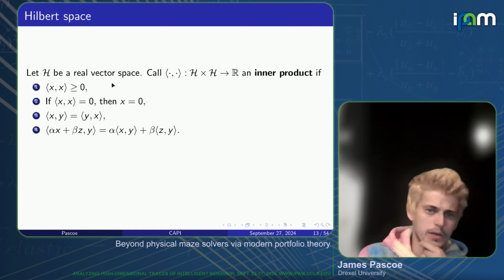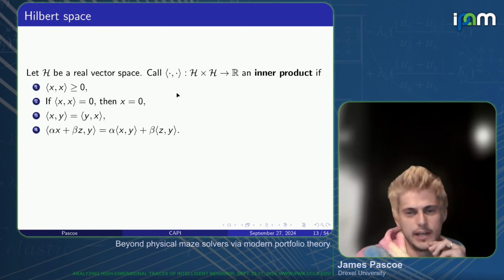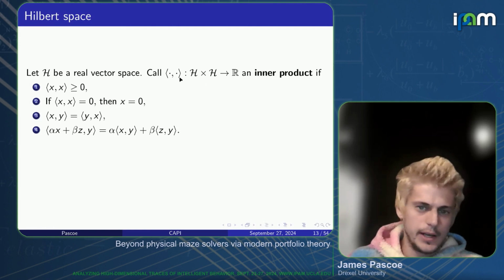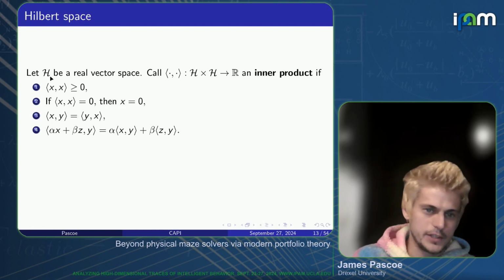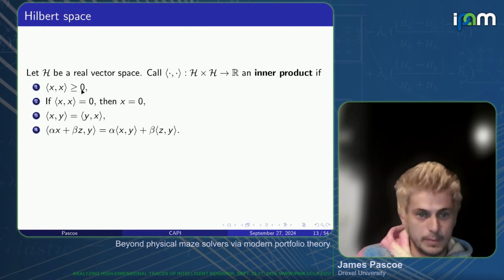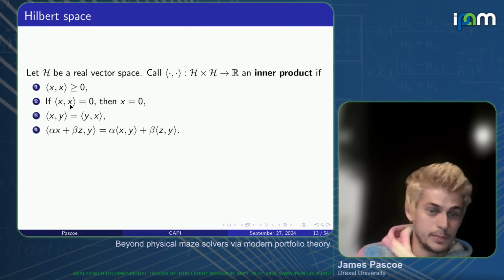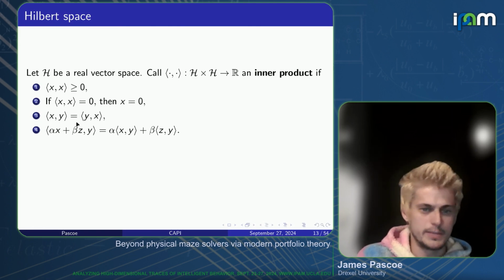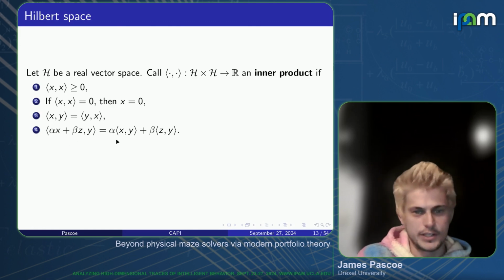So what I want to talk about is the right way, or at least a way, to think about a lot of allocation problems. So we have an inner product. If I have a vector space H, I can have an inner product as something where, if I have the inner product of x with x, it better be positive. If the inner product of x with itself is 0, then I want x to be 0. I want it to be symmetric, and I want it to distribute over addition and scalar multiplication.